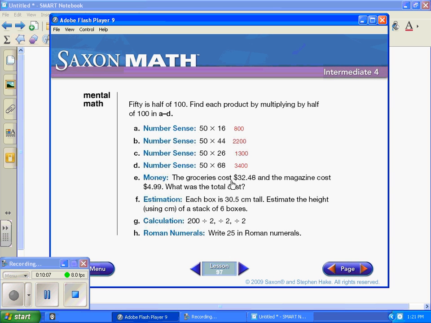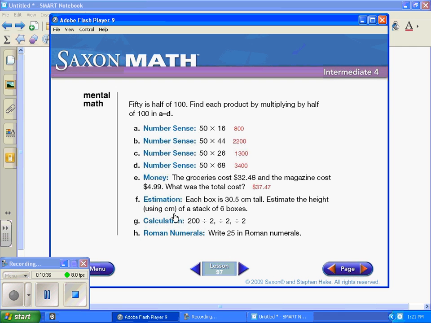The groceries cost $32.48 and the magazine cost $4.99. What was the total cost? Of course, we pretend like the $4.99 is really $5. And when we're finished, we will take away a penny. So add on $5 to this and take away a penny. $37.47.